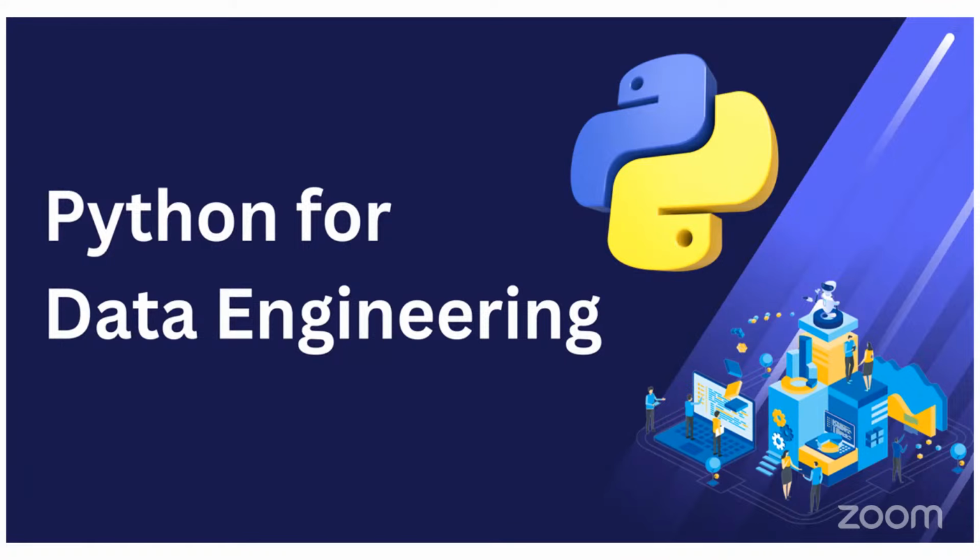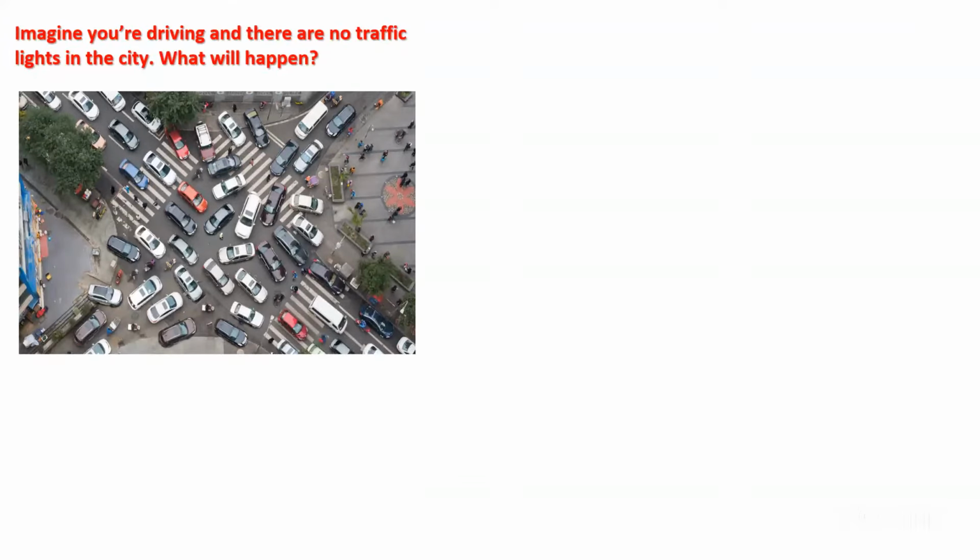Now, before getting started with Python, what do you think about this image? You are driving in this particular image and there are no traffic lights. What will happen? Traffic jam. Without particular instructions, if there is no traffic signal, you will get confused about which lane to go first, and there will be chances of accidents. It is very difficult to move around and a lot of time is wasted.